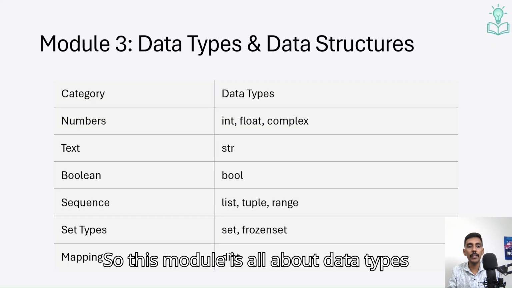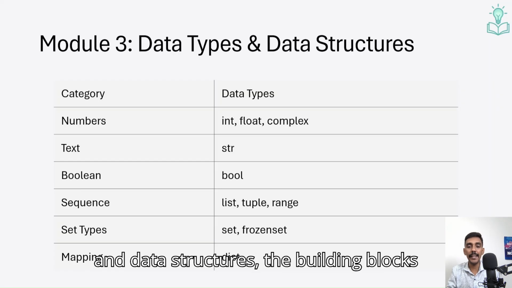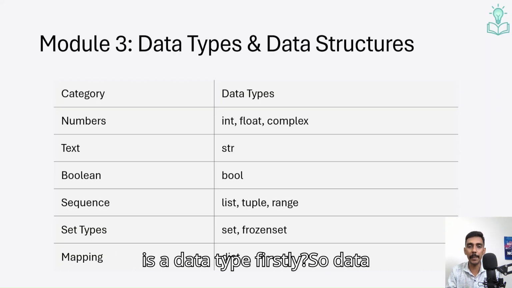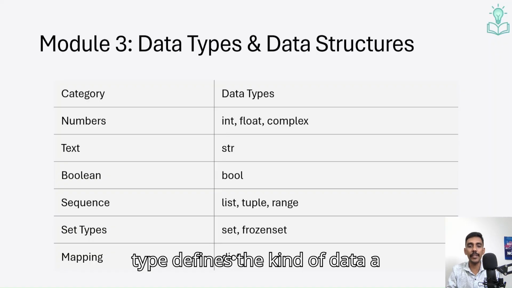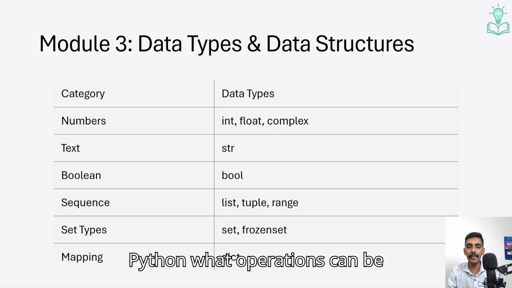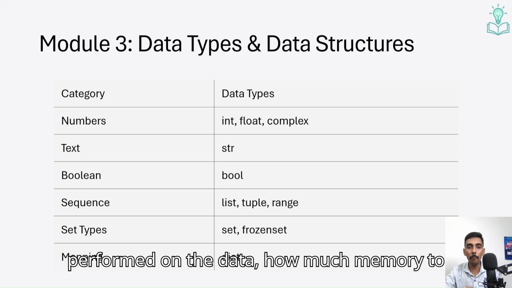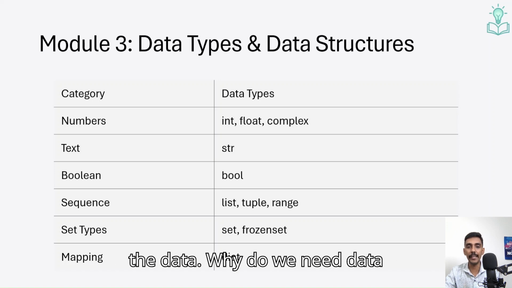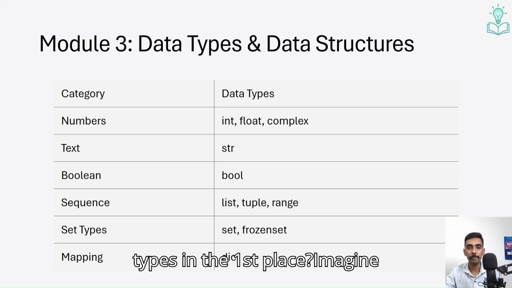So, this module is all about data types and data structures, the building blocks of any programming language. So, what is a data type firstly? A data type defines the kind of data a variable holds. It tells Python what operations can be performed on the data, how much memory to allocate, and how to store and retrieve the data.